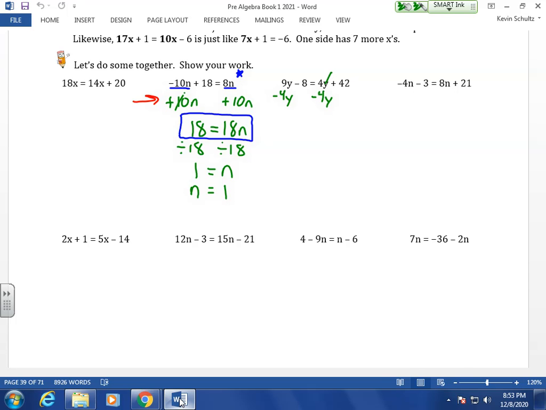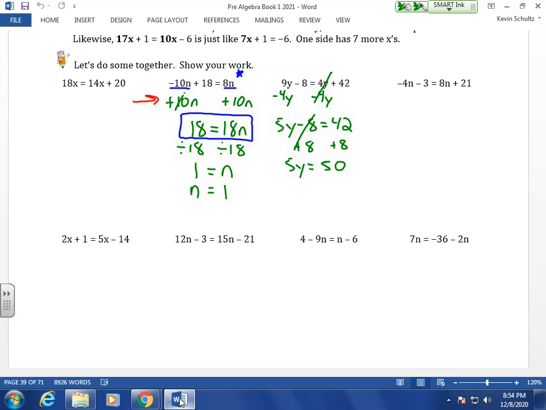On the right, it cancels out. On the left, 9y's minus 4, I've got 5 of them. And 5y minus 8 equals the constant that I've got left, positive 42. Okay? And here we have a two-step equation to solve. Start with your constant, move it to the other side. Second step, multiply or divide, right? So the opposite of subtracting 8 is adding 8. Okay, cancel out.